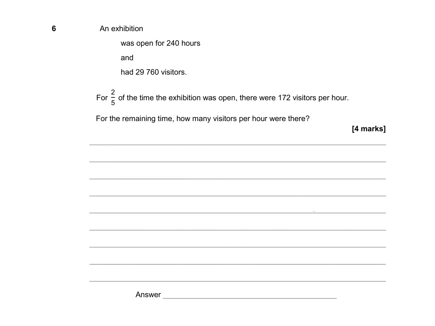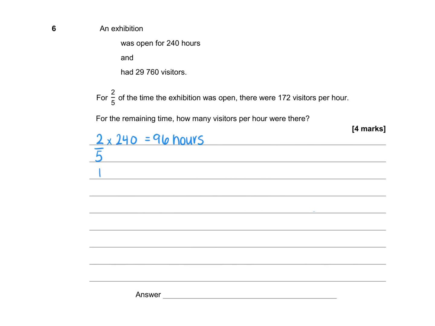All right, so there's two different things I would say that we need to unfold in this question. So for the first part, they said there's two-fifths of the exhibition, there was 172 visitors per hour. Well, we don't know how many hours that is. So first we're going to have to work out 2/5 times by 240, which is going to give us 96 hours. So for 96 hours, there was 172 visitors per hour.